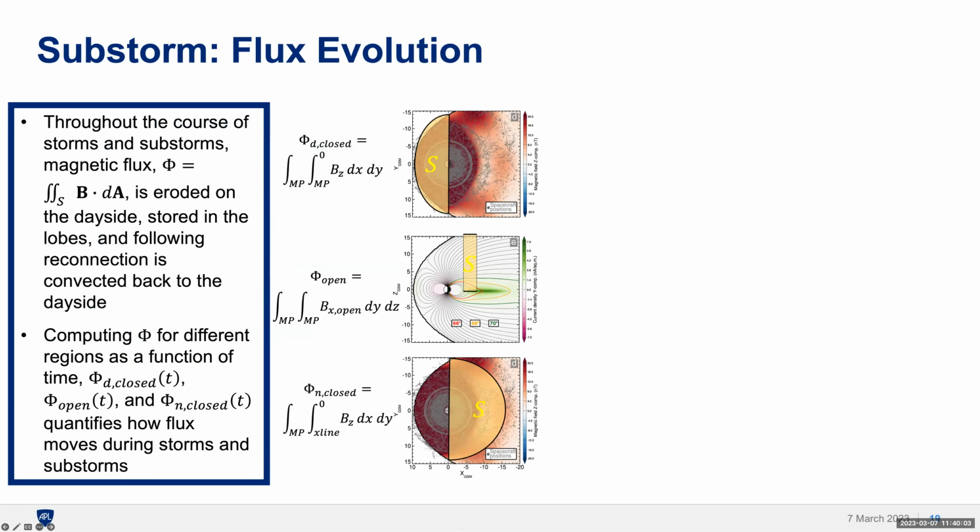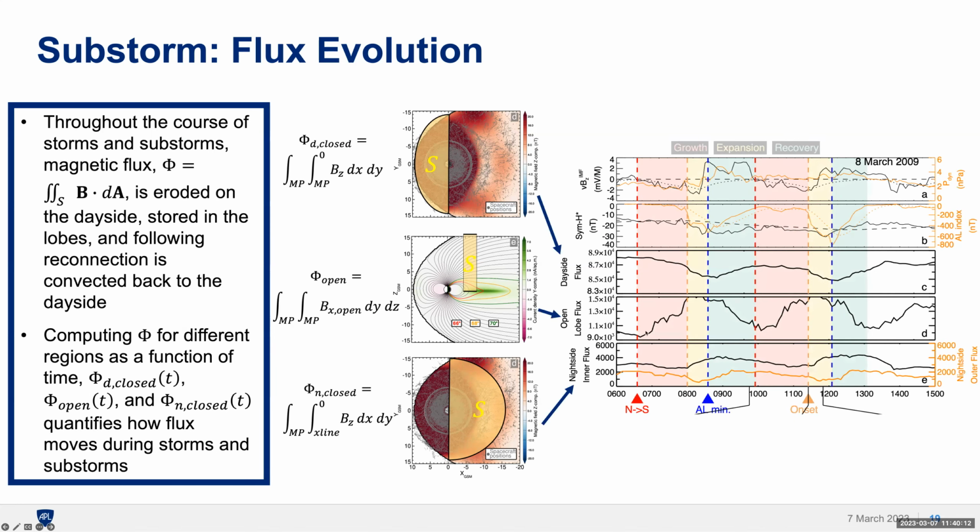flux evolution. This quantitative global model now allows us to also measure and quantify flux and its evolution during the course of a substorm. So we see during the growth phase, we get dayside erosion of flux, and correlated with that is presumably this flux is being eroded on the dayside due to magnetic reconnection. And then that flux is being stored in the magnetotail lobes.